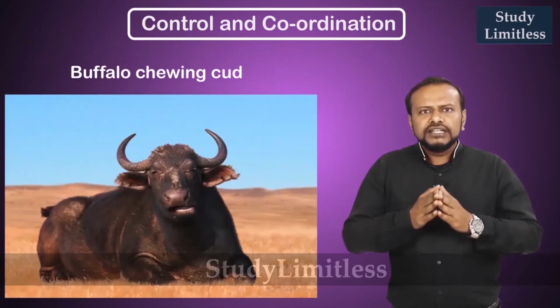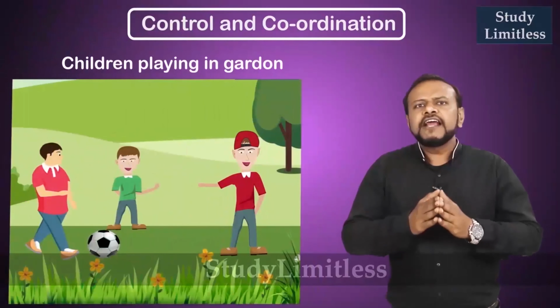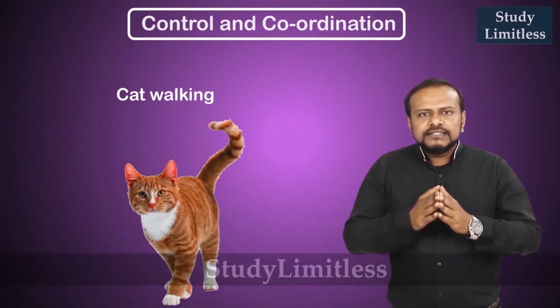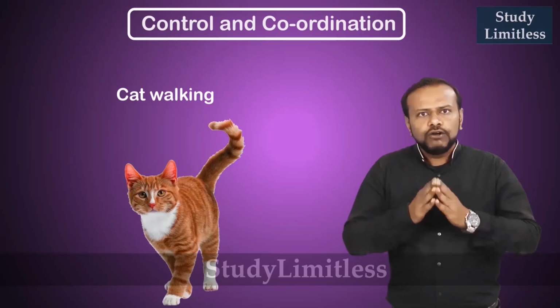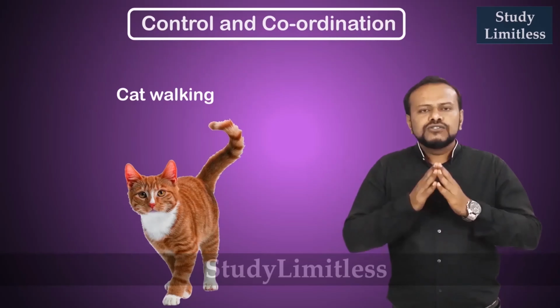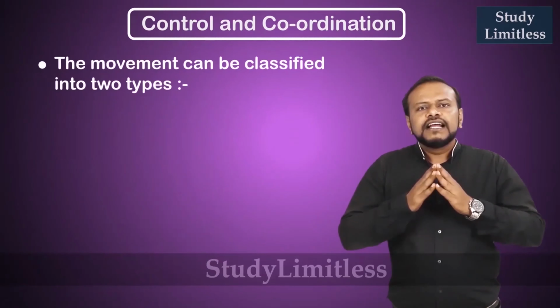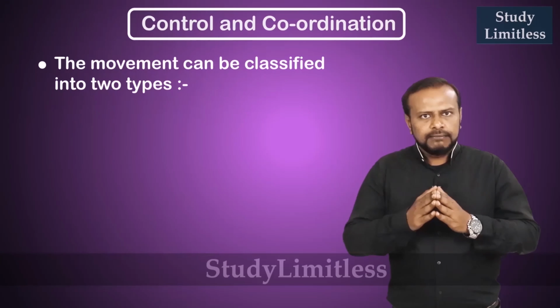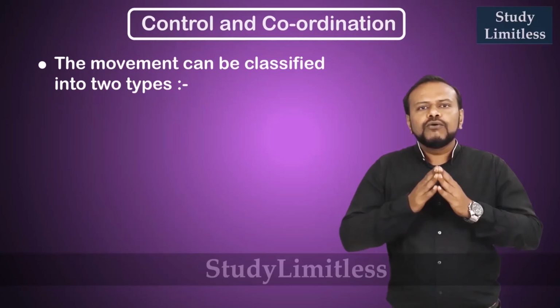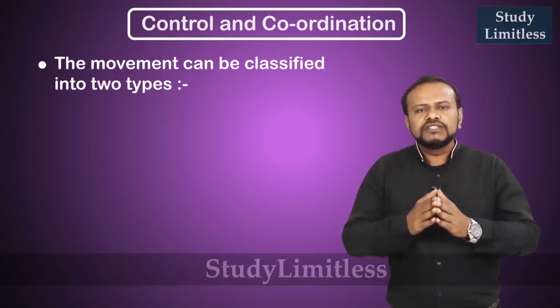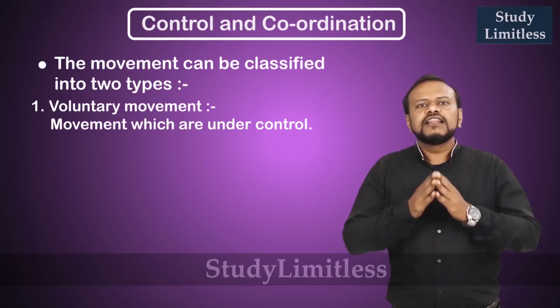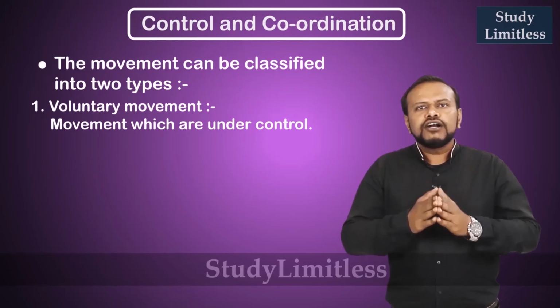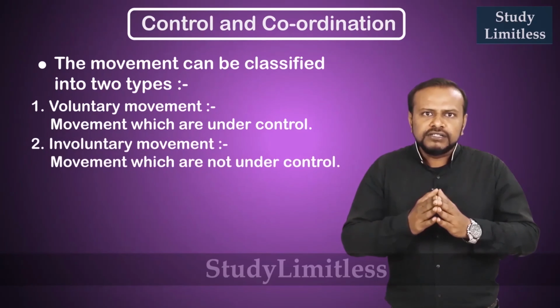While a buffalo chewing the cud, children playing in the garden, a cat walking, these are also movements, but these movements are not associated with growth. So, basically, the movements can be classified into two types. One is those which are under your control, which is known as voluntary movements. The other, which is not under your control, is involuntary movements.